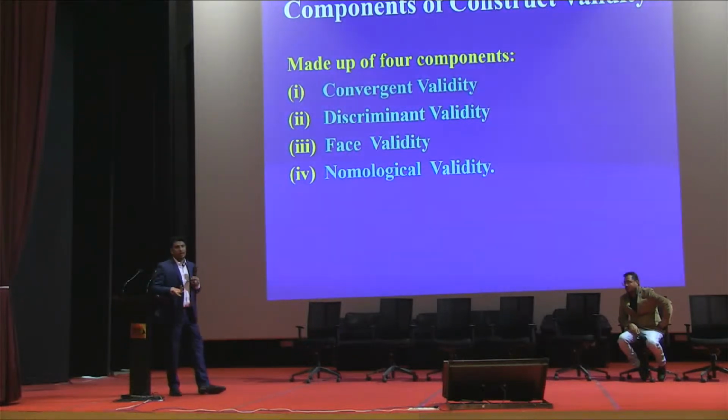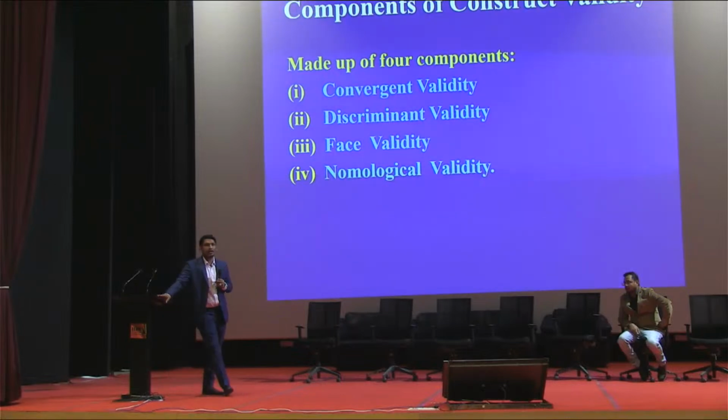And that again can be checked with the help of multiple indicators, like average variance extracted, which is one of the best indicators to find out convergent validity. We can also look at other metrics, like we can look at factor loadings.